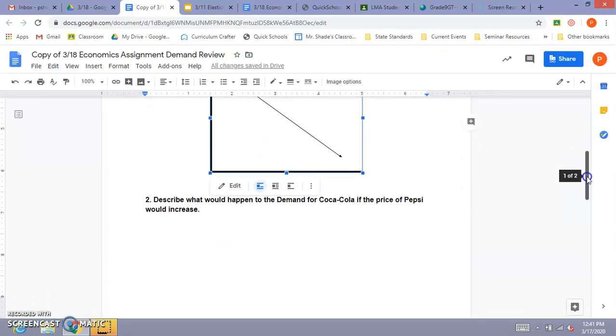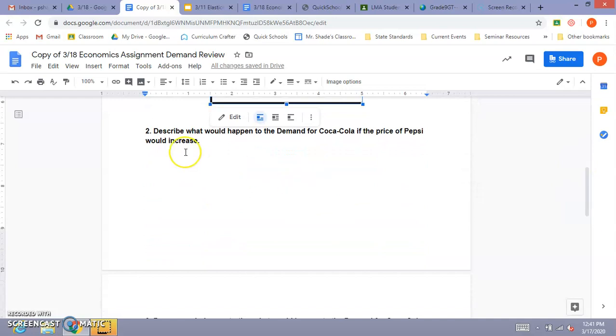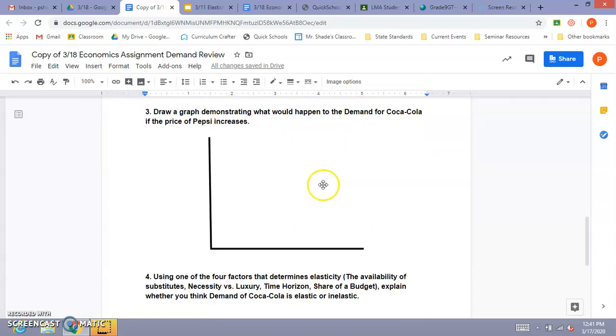So then the next part is asking you to describe the shift in demand. You need to say what happens to the demand of Coca-Cola if the price of Pepsi increases. Remember, that's a determinant of demand. That determinant is probably going to be a substitute good. So if a substitute good's price increases, what happens to the demand for Coca-Cola? And you'll need to graph that as well.